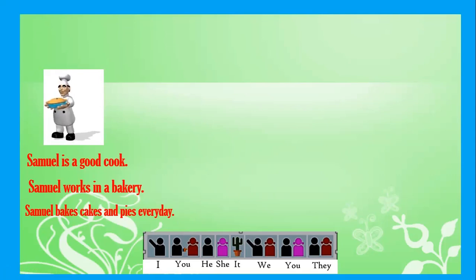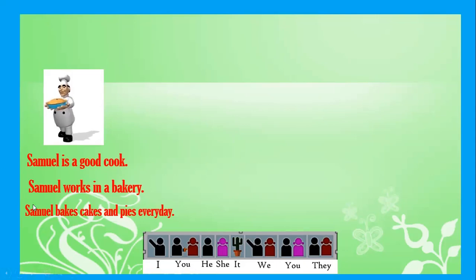Here, you must have noticed that there is something off about these sentences. All of these sentences begin with the name Samuel, which is an unnecessary repetition. Don't you agree with me, children? Here, the first sentence, Samuel is a good cook, has already introduced the noun to us. So there is no need to repeat it in the sentences that follow. In that case, what changes can we bring to make these sentences look natural?